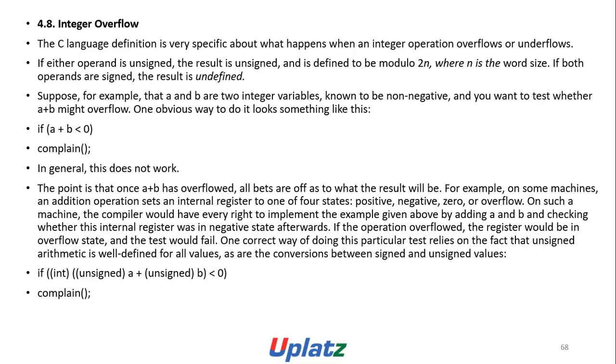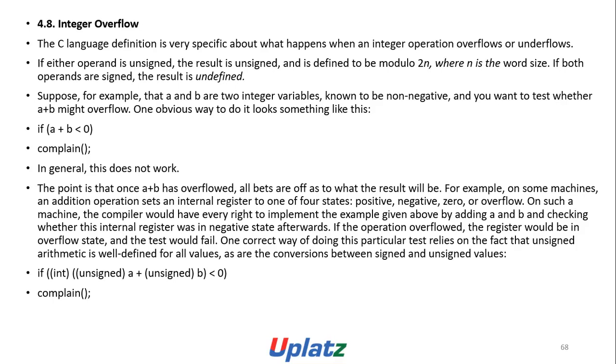Integer overflow. The C language definition is very specific about what happens when an integer operation overflows or underflows. If either operand is unsigned, the result is unsigned and is defined to be modulo 2^n, where n is the word size. If both operands are signed, the result is undefined. Suppose, for example, that a and b are two integer variables known to be non-negative, and you want to test whether a + b might overflow.